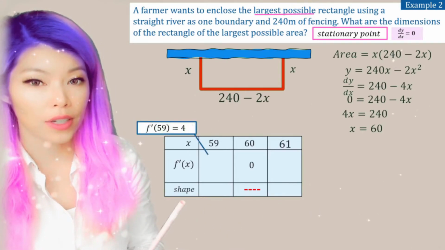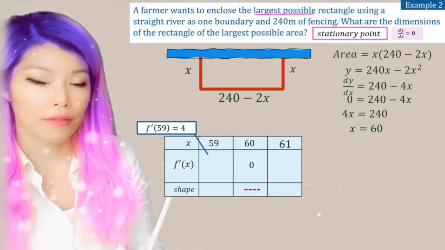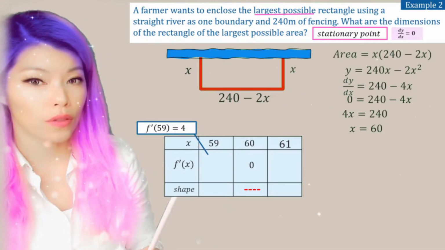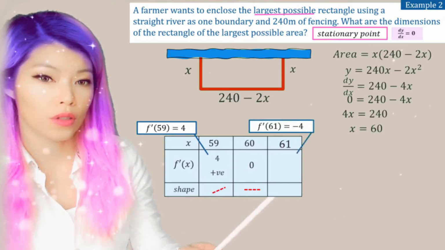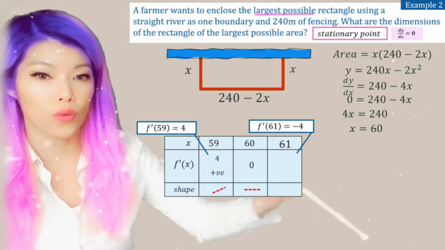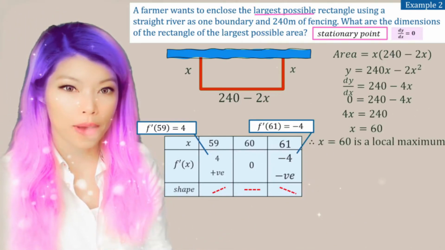So I used the calculator to find this bit, plugging in 240 minus 4x and finding what it is at x equals 59, which is 4, which is positive. And at x equals 61, it is negative 4, which is negative. So we can see that it is a local maximum.